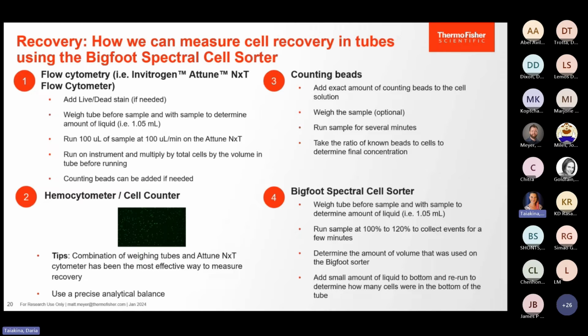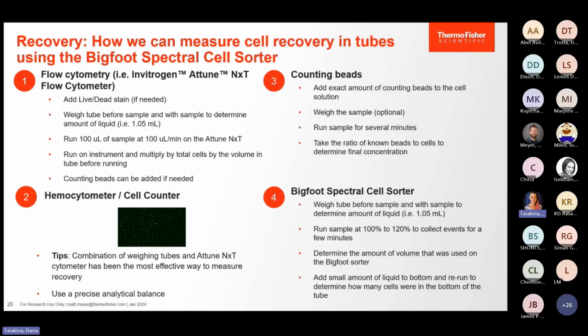And so we often get questions about how we measure recovery, and that can be one of the hardest or the most difficult things with recovery. And here are 4 different techniques that we typically use.